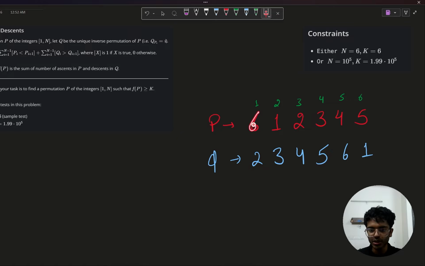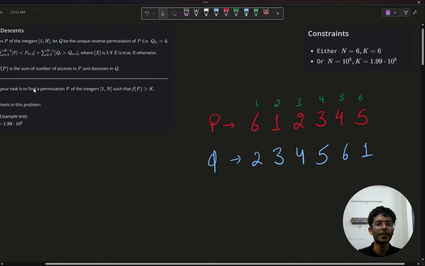So at position 6, we'll place 1. At position 1, we'll place this 2. At position 2, we'll place this 3. At position 3, we'll place this 4. At position 4, we'll place this 5. At position 5, we'll place this 6.